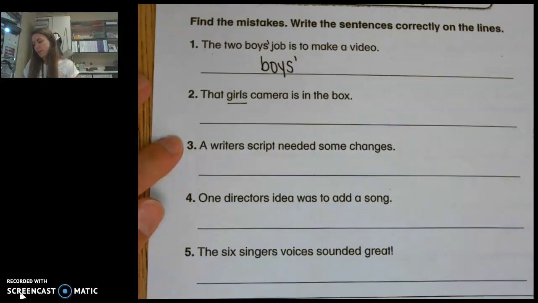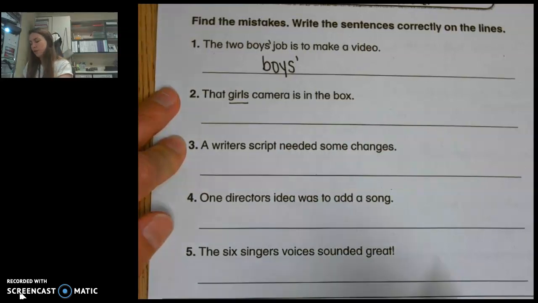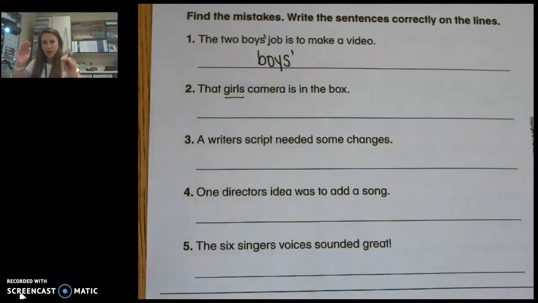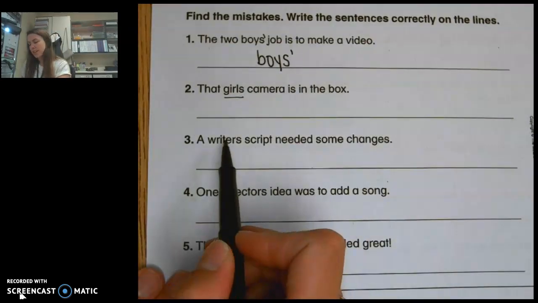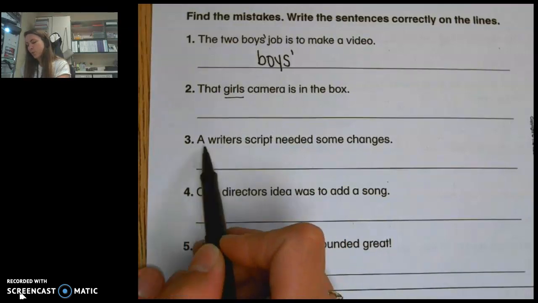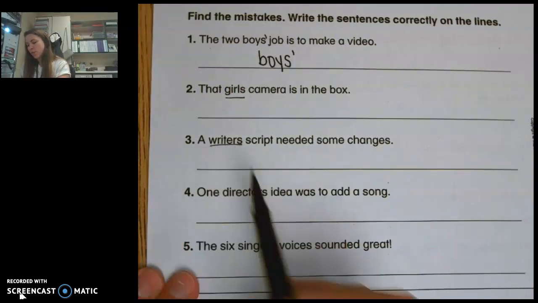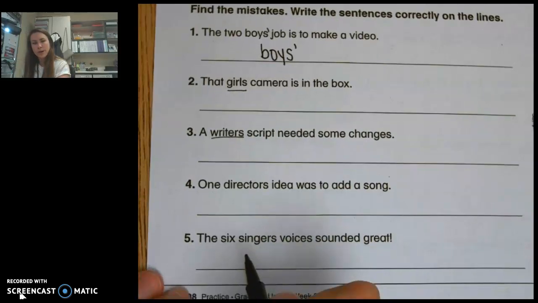Number 3, a writer's script needed some changes. So we have this script. That's kind of what they write out to show their story. We have this script and it belongs to the writer. It says a writer, just one writer. So where do I need to put my apostrophe?